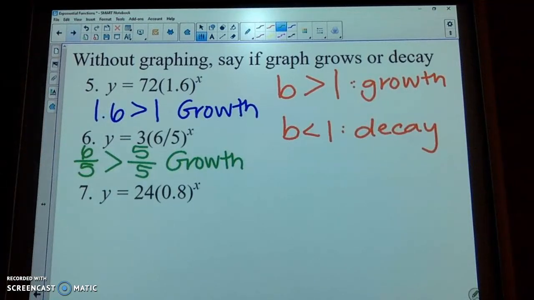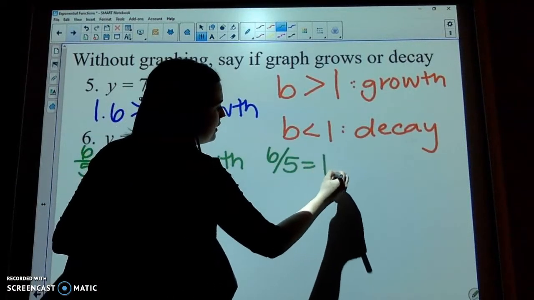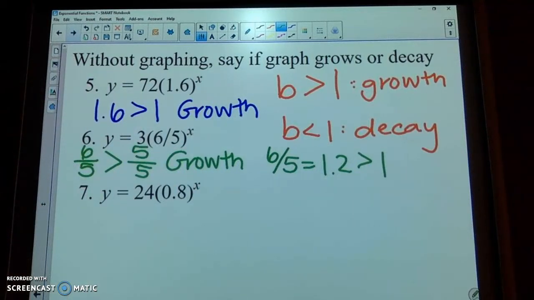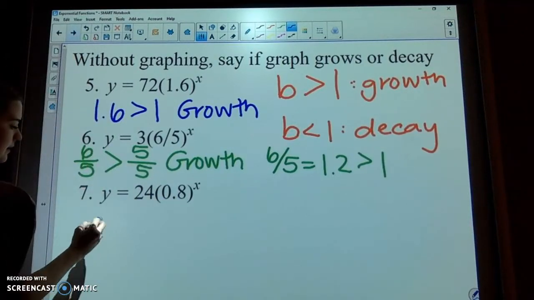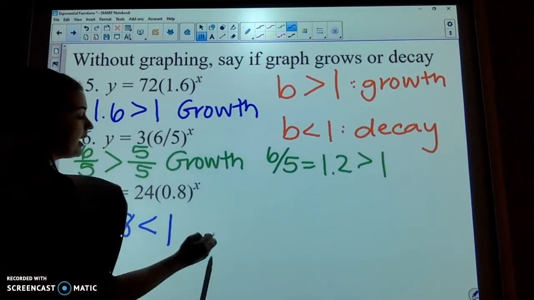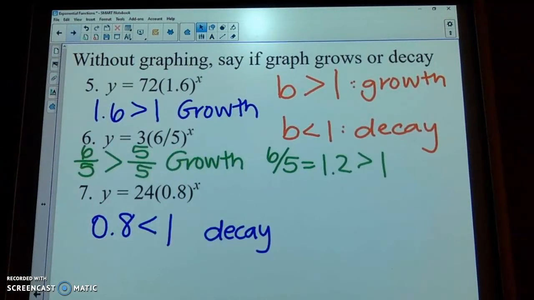The other option here, if you don't feel comfortable working with fractions and figuring out whether it's greater than 1 or not, is you can take 6 divided by 5 on the calculator, and 6/5 is equal to 1.2, which is also still greater than 1. So it's still growth. It's your choice how you want to go about that problem. Think about what is easiest for you. And our last one, we have 0.8. Well, 0.8 is less than 1, so that would be a decay. And that's all we're doing for those 3 problems.